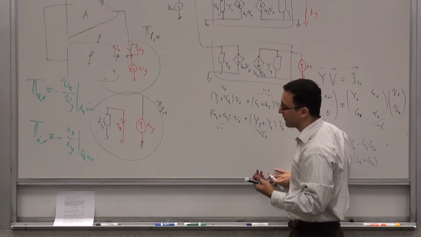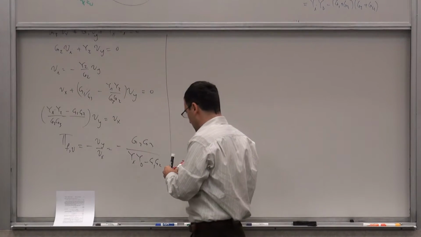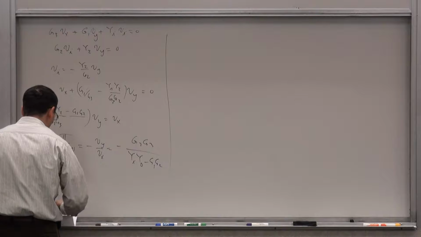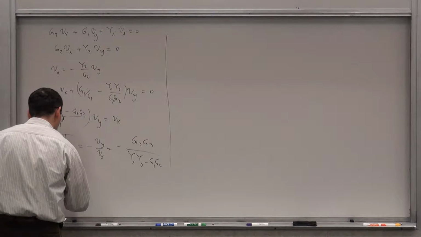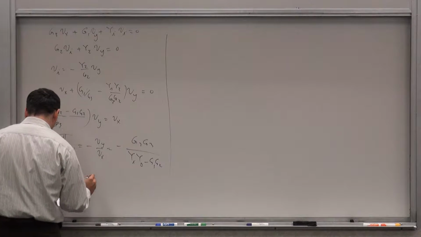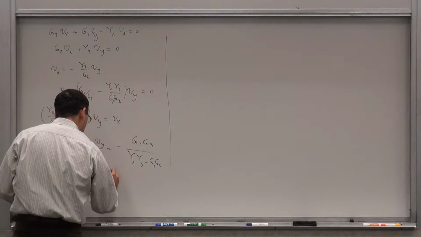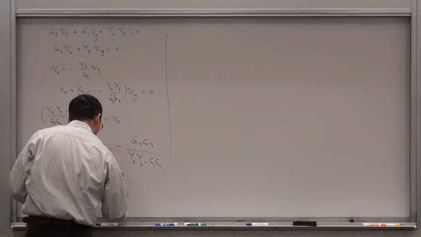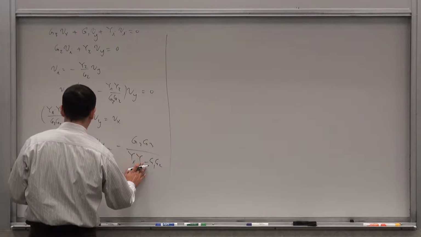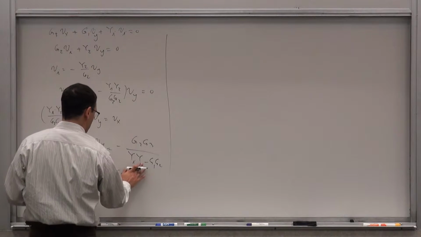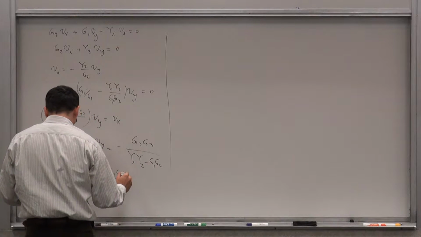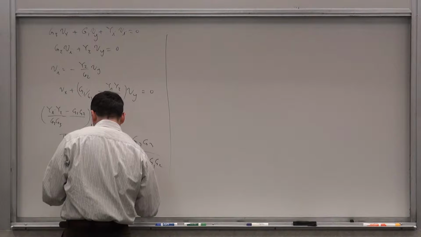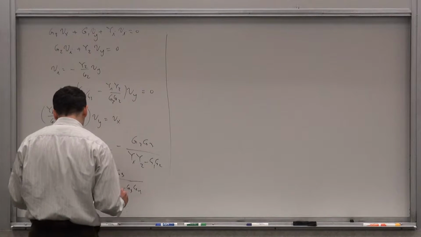And if you write the new sets of equations, what you will see is that your TFI, the forward current gain, is going to be minus G2 G3, Y1 Y4. Actually, this one was Y2, right? Yeah, Y2 Y4 minus G3 G4. Fine.